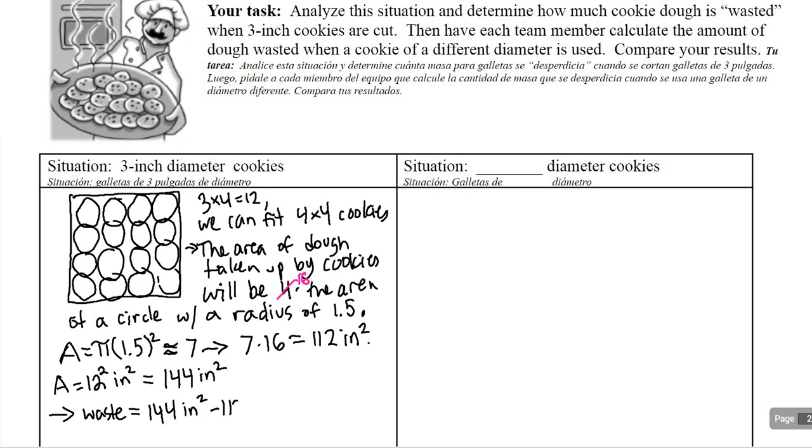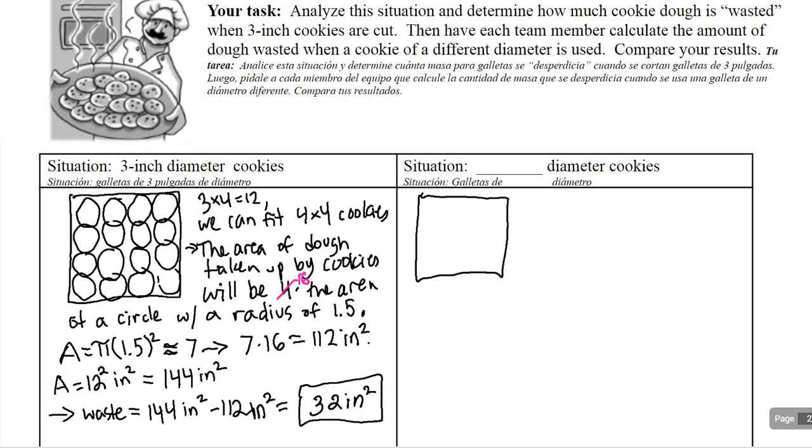Okay, let's check cookies with a diameter of something easy. The easiest area to find for a circle is when the radius is 1. And if the radius is 1, the diameter is 2. So I'm going to be checking 2-inch diameter cookies. And because the diameter is 2, and my sheet is 12 by 12, I will have 36 cookies. So that's because 2 times 6 is 12.